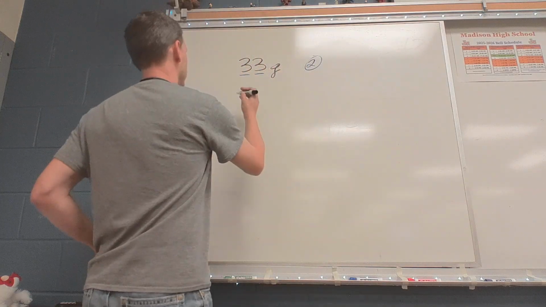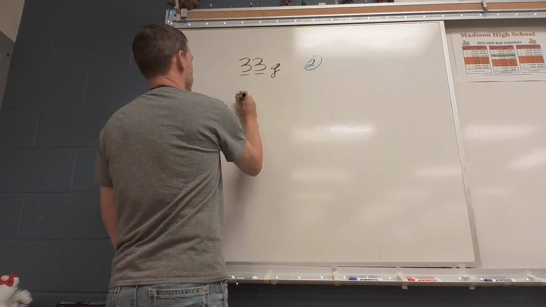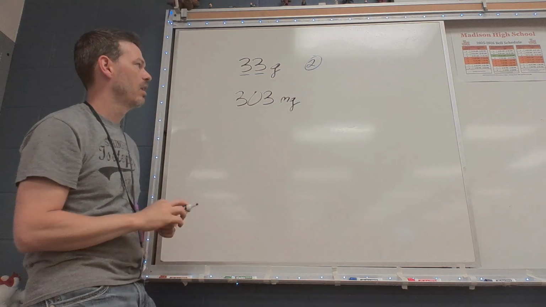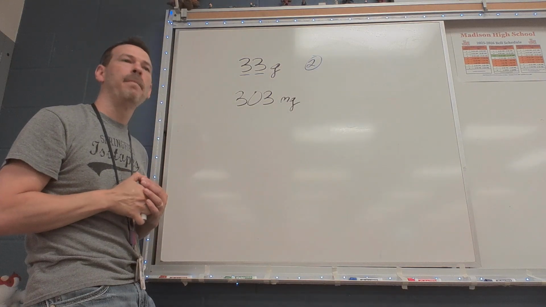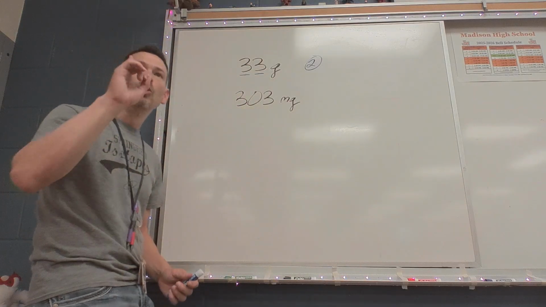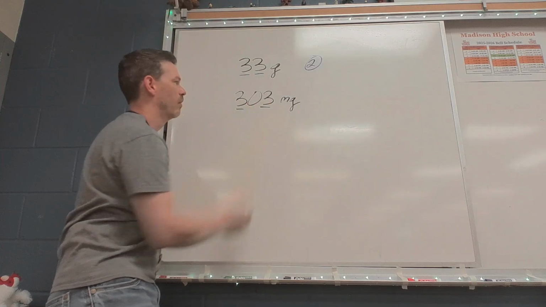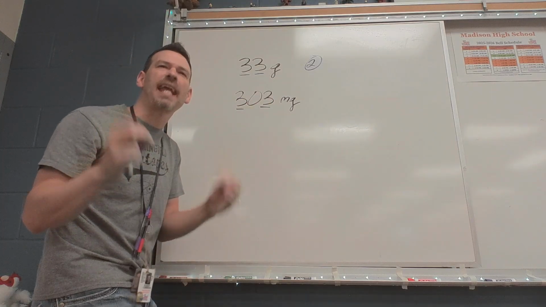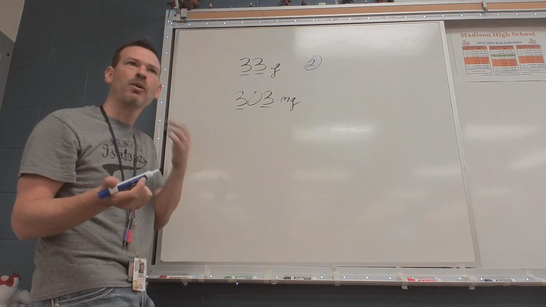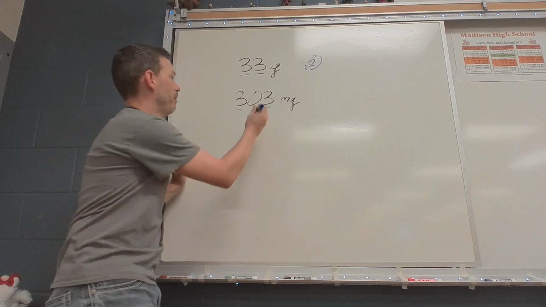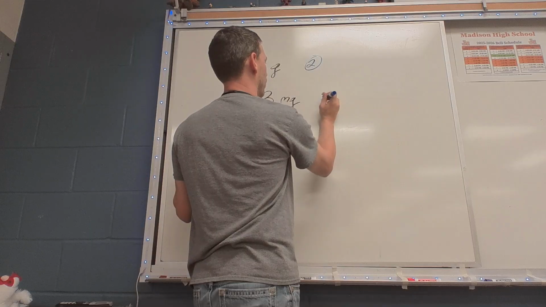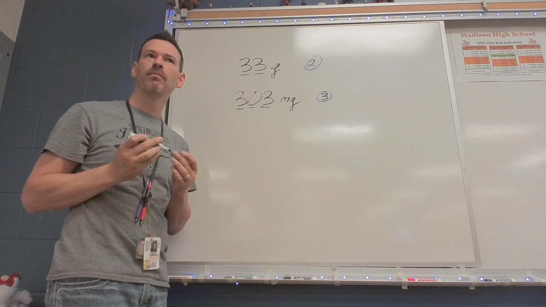Look at this next expression. 303 milligrams. Rule number 1 is non-zeros. Rule number 2 is sandwiched zeros. If you have a zero that is stuck in the middle of a number, it's not starting or ending the value, then it is significant. Sandwiched zeros are significant. Therefore, there's 3 sig figs there.